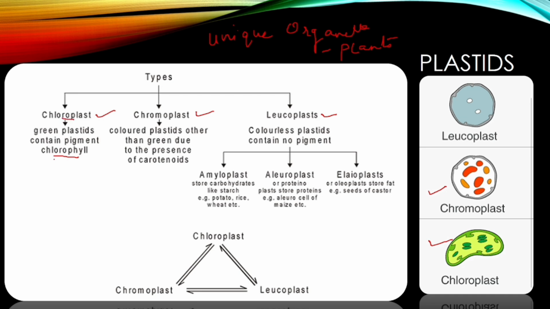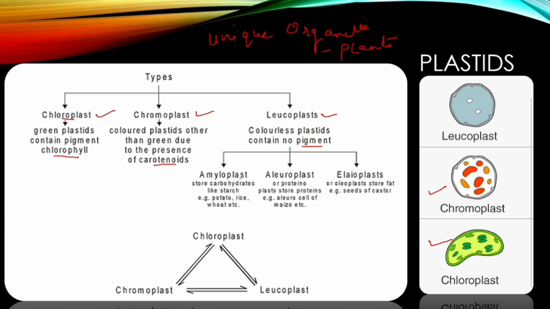Now what is the function of chloroplast? It contains pigment is not a function. It helps in the process of photosynthesis by trapping sunlight, that is the function, okay? And chromoplast, they are colored plastids other than green, and because of the presence of carotenoids, they are of different colors. Then leucoplast, generally it is colorless, it does not have any pigment, and based on the type of material it stores, the names are amyloplast, aleuroplast and elaioplast.